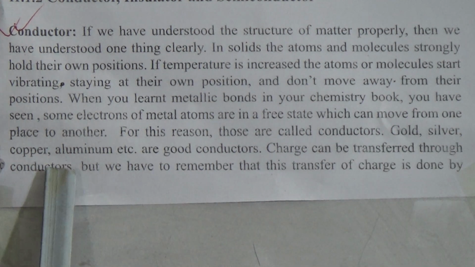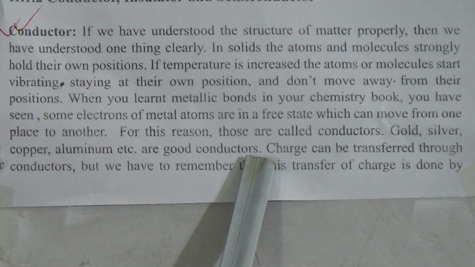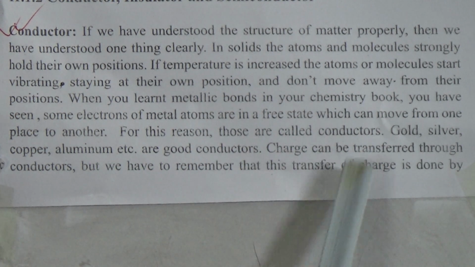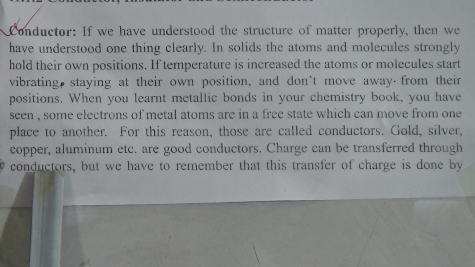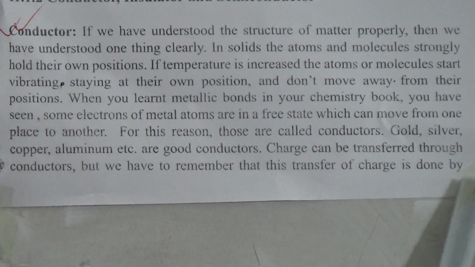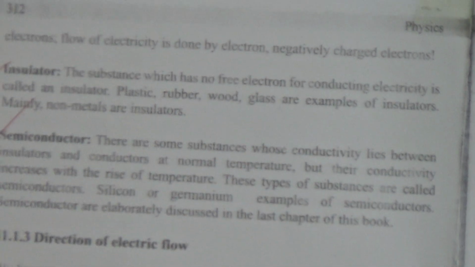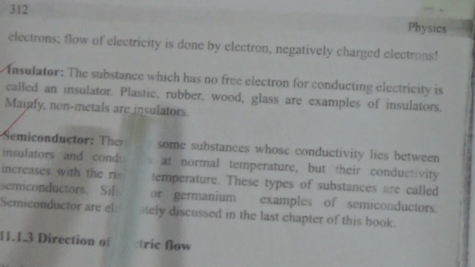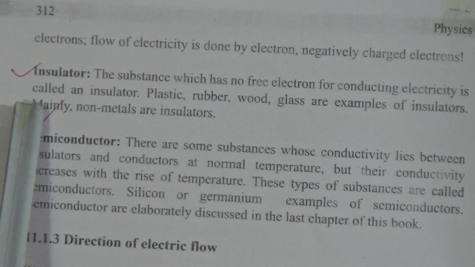Gold, silver, copper, aluminum, etc. are good conductors. Charge can be transferred through conductors, but we have to remember that this transfer of charge is done by electrons. Flow of electricity is done by electrons, negatively charged electrons. Okay, my dear students, so we have learned here what a conductor is. Now come to insulator.